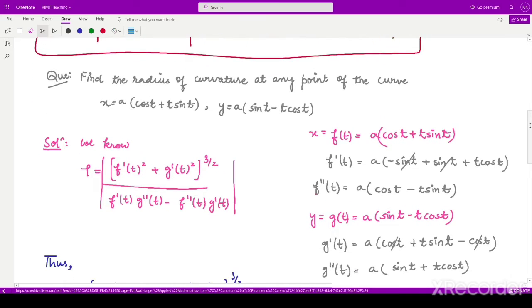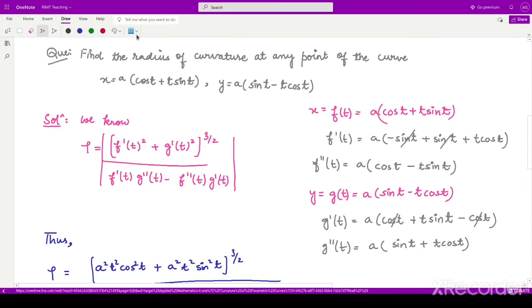So let us have a look at one question. In this question, we are to calculate the radius of curvature for the curve where x is defined as some function of t and y is also defined as some function of t, right? So firstly, what we have to do in this is the formula. This formula you should remember. In this formula we have the first derivative of f, the first derivative of g, the second derivative of g, and the second derivative of f. So all these quantities we should know.